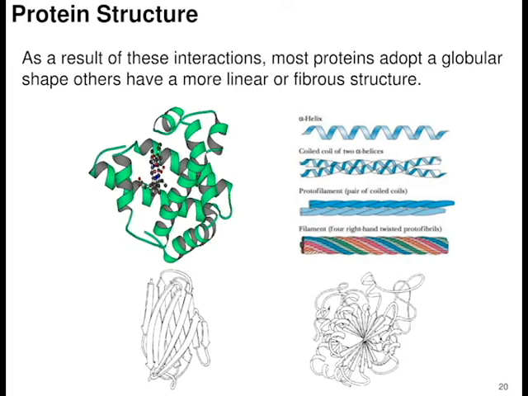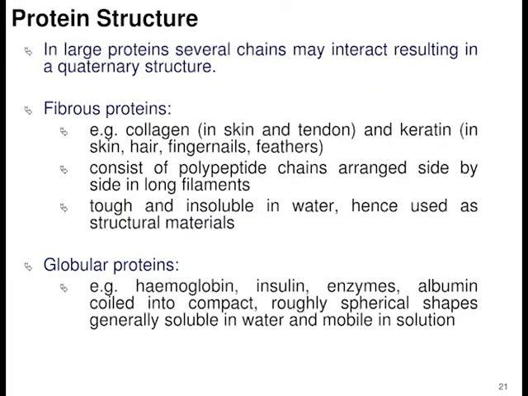A very simplified version: alpha helix, beta shape, all this. As a result, most proteins adopt a globular shape or a more linear or fiber structure. Globular shape is mostly for enzymes. Hemoglobin, insulin, enzymes, albumin have a compact, roughly spherical shape.